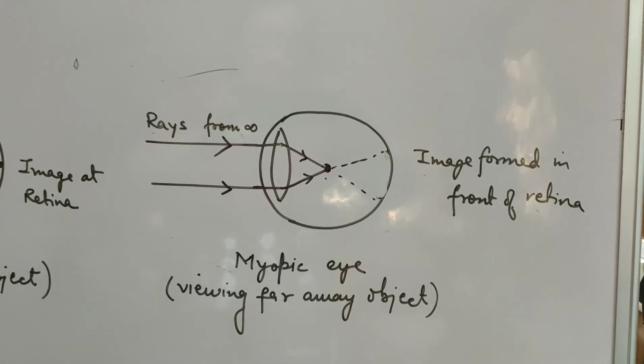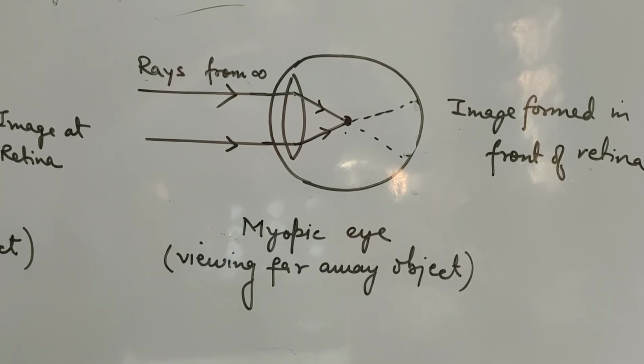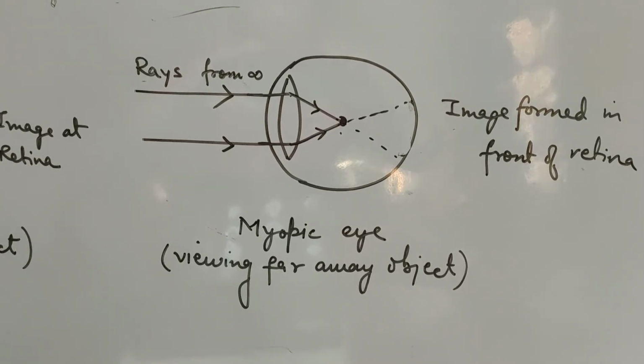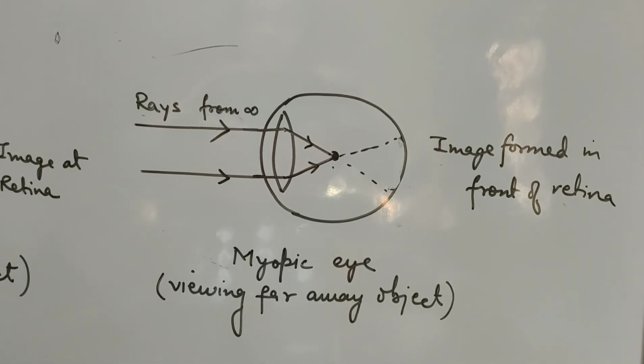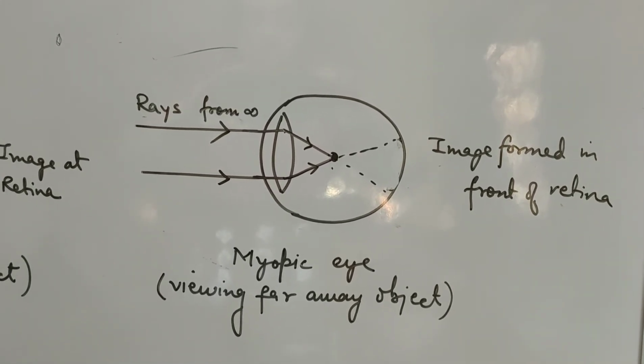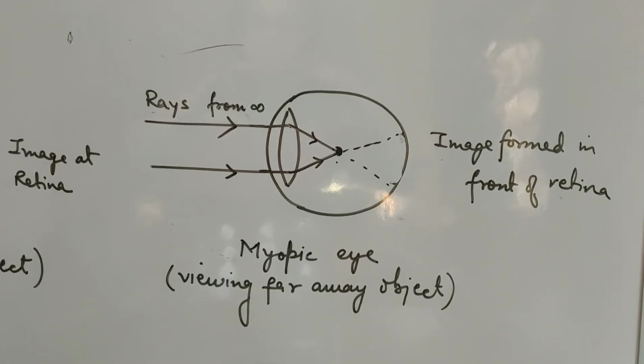So the image formed will not be a clear image that is obtained on the retina. Since the image is formed in front of the retina, whatever light is falling on the retina is not forming a clear image, a sharp image नहीं बन रही है, blurry vision हो जाएगा.